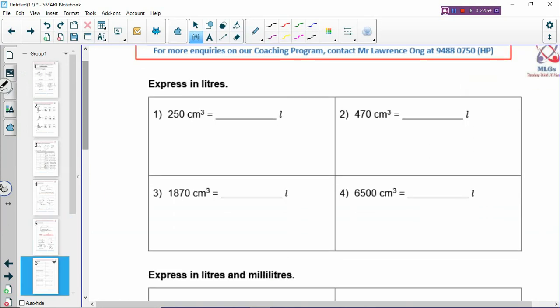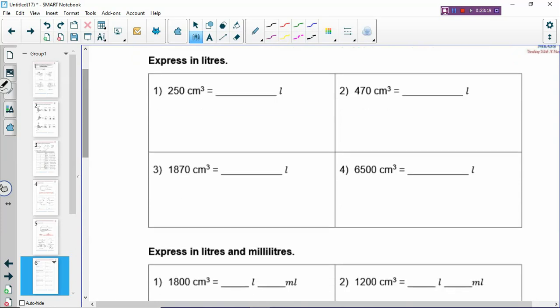Okay, so what have we learned so far? We have learned how to find the volume of a cube, which is length times length times length, and we have also learned how to find the volume of a cuboid, which is length times breadth times height. We also learned how to find the height of a cuboid, which is height is equal to volume divided by length times breadth. Alright, now we have to learn how to convert cm cube into liters. So how do we convert cm cube to liters?